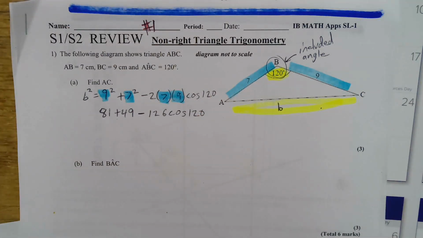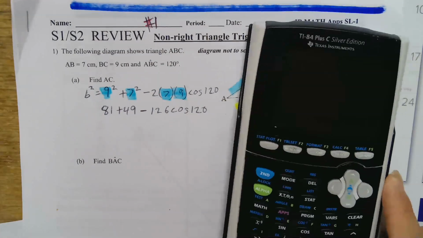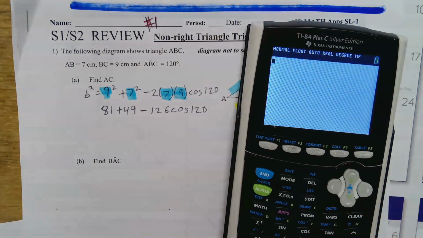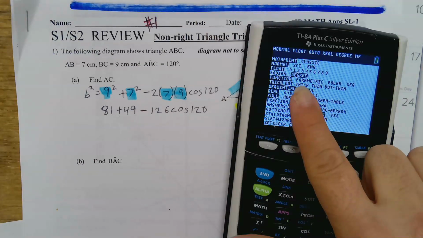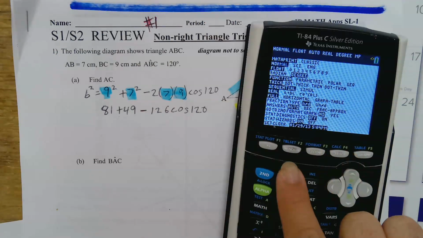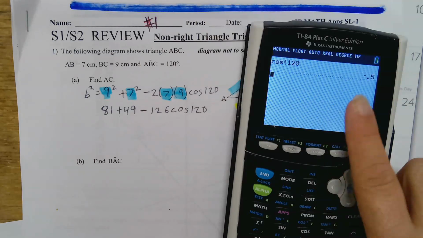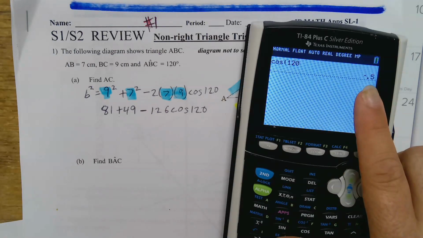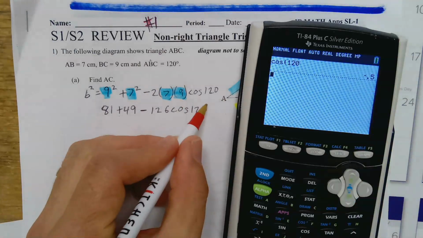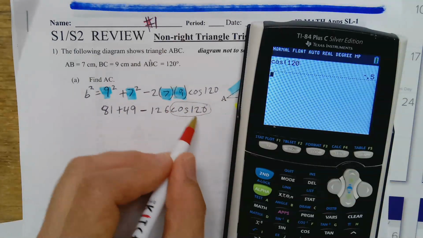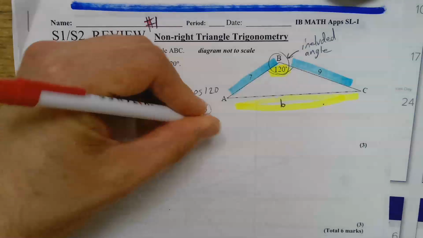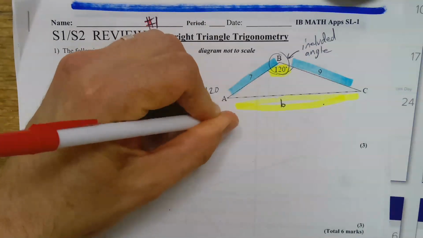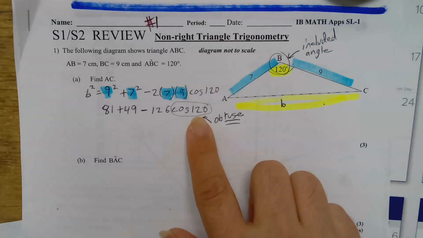Now, this part is a little bit tricky. Cosine of 120 is going to give you an obtuse angle. Cosine 120. Oh, let's make sure I'm in the right mode. Good, this calculator is in degree mode. Okay, so cosine of 120 is going to give me a negative value. That happens whenever the angle is obtuse. So because this is obtuse, we're going to have a negative value.